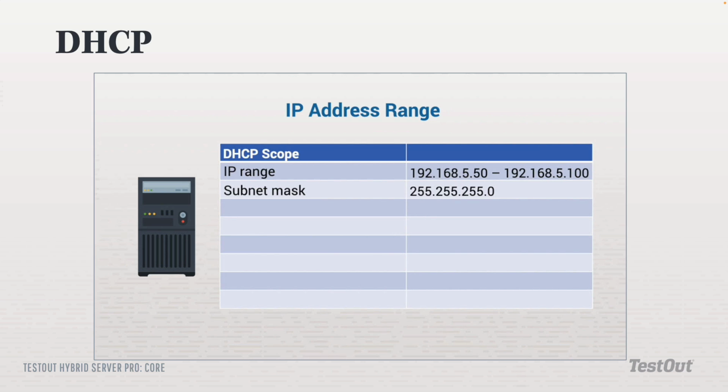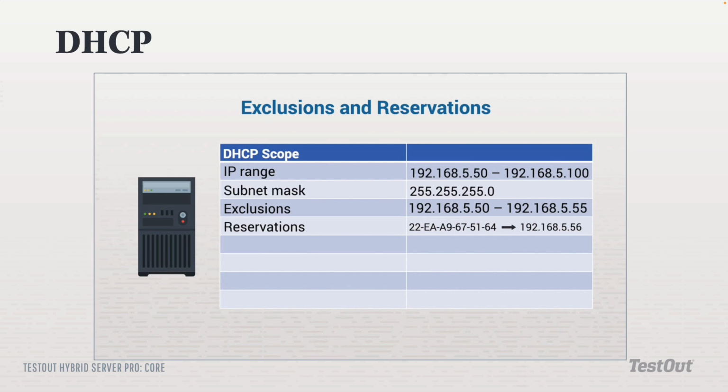So we can see here our IP range goes from 50 to 100. Our subnet mask is 255.255.255.0. We have exclusions of 50 through 55. We want to keep these first 5 available in case we need to troubleshoot something or assign a static IP address. We then have our reservations. So we want this -64 device to get IP address 56, so that way it always has the same address.